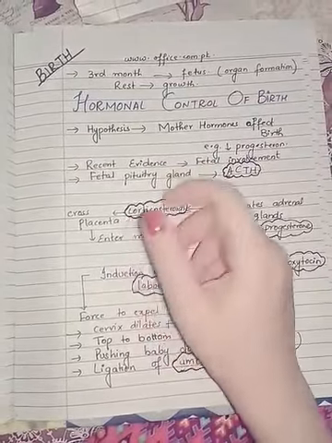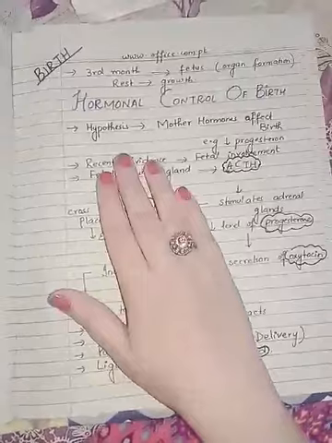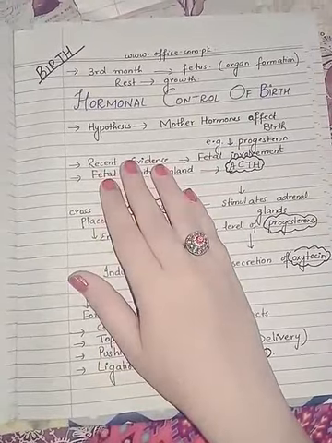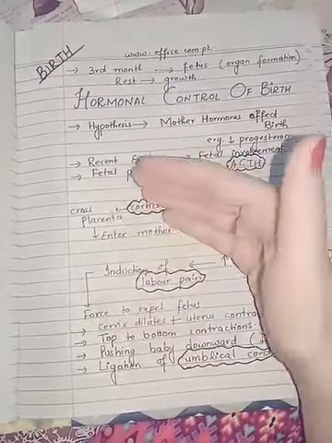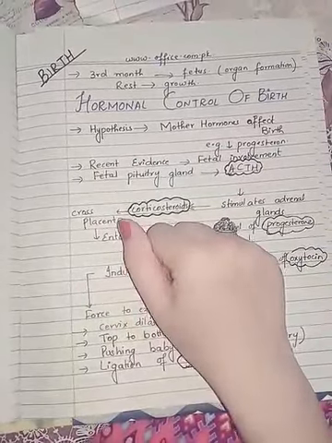Dear students, after the 3rd month or the 12 weeks, the human embryo is referred to as fetus. It is now known as fetus. Before that, it was called an embryo.